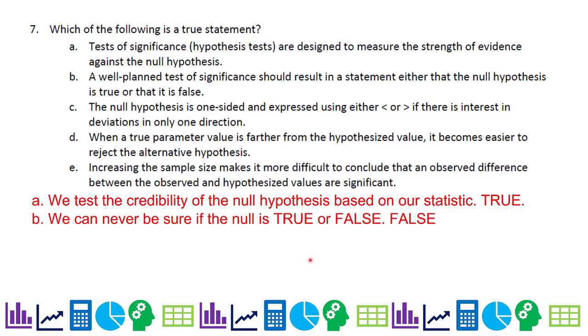So we don't know, even if we go to the alternate, we're never 100% sure that the null is not true. We just have evidence that it's not true.